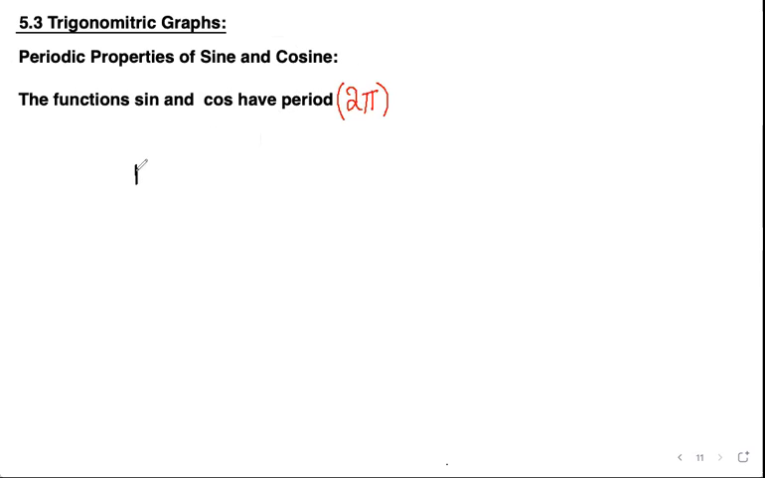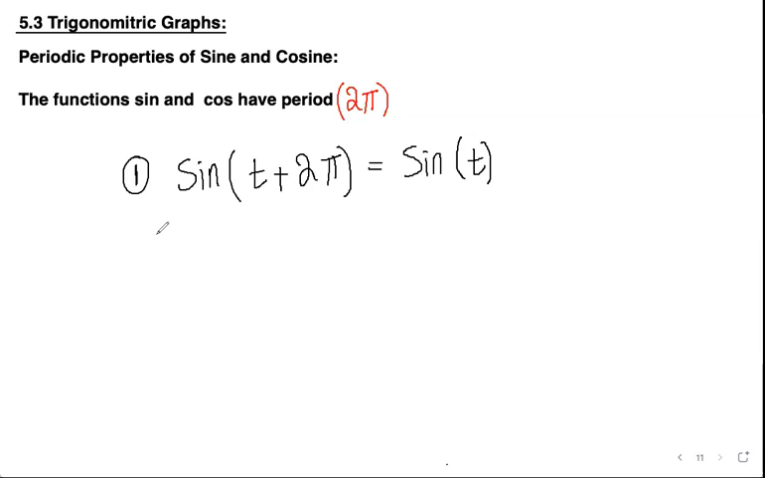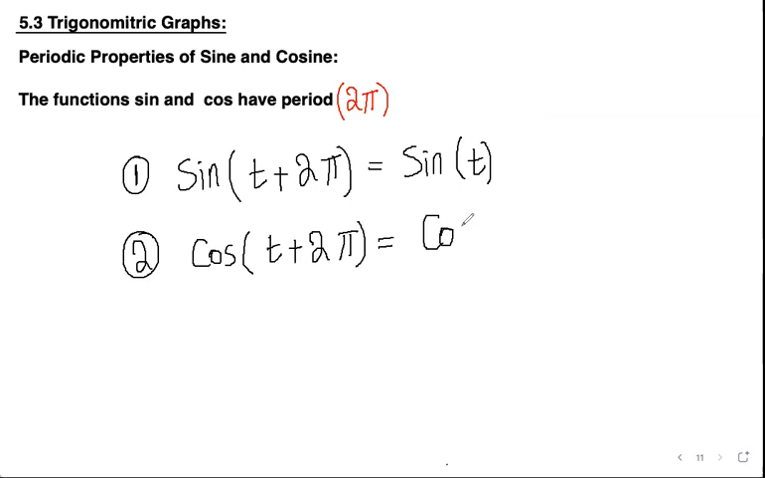So I can set here now sine of t plus 2 pi is the same as sine of t. And also I can set cosine of t plus 2 pi is the same as cosine of t.